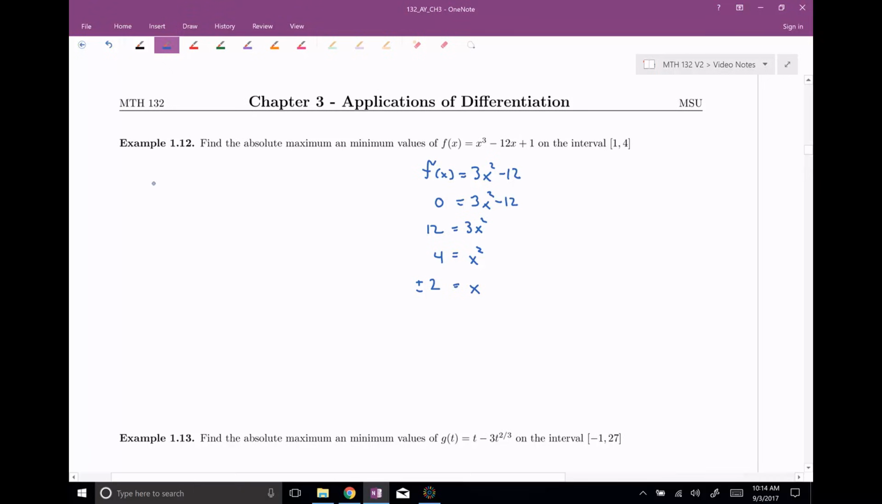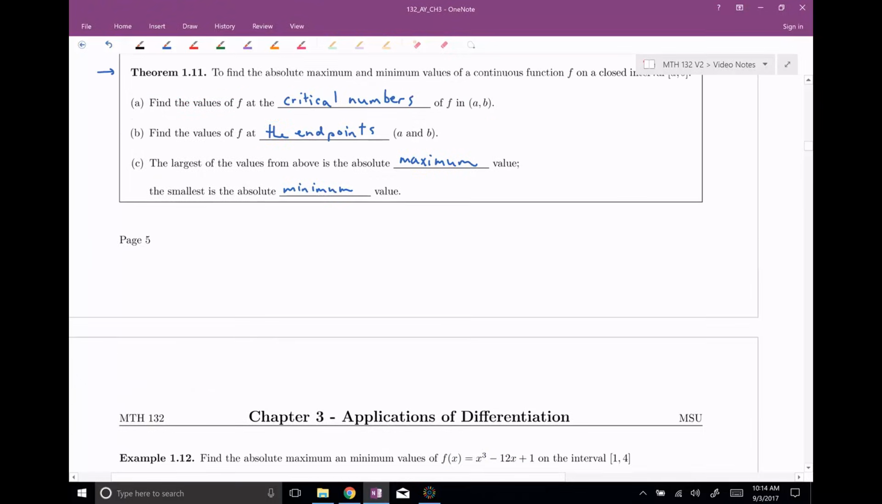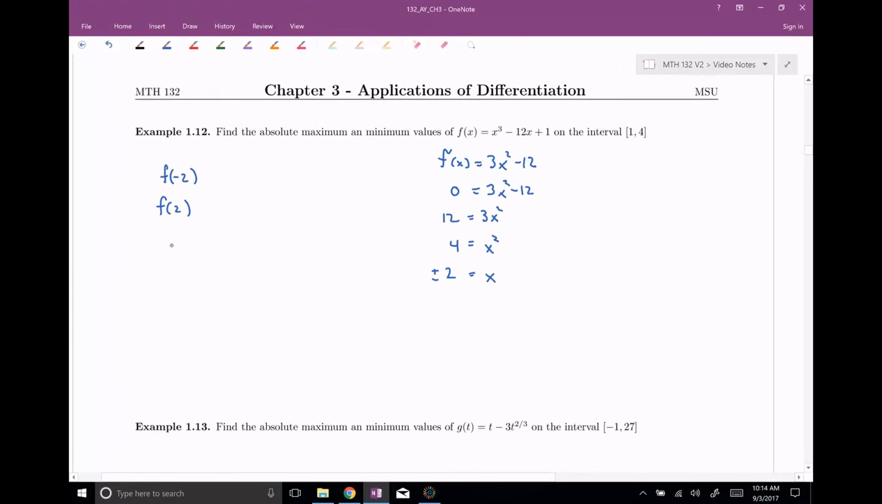So I need to figure out the function's value at negative 2, the function's value at 2, and then my function's value at the endpoints. The second step is finding the function's value at the endpoints. So in this case, my endpoints are 1 and 4. And actually, you may notice something here, and I chose this example specifically because one of these critical numbers, negative 2, is not actually in our interval. So we don't have to consider negative 2 because, again, it's not in our interval from 1 to 4. We're interested in finding the absolute maximum and minimum on this interval.